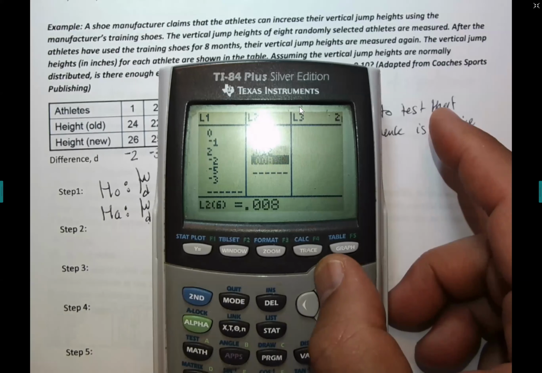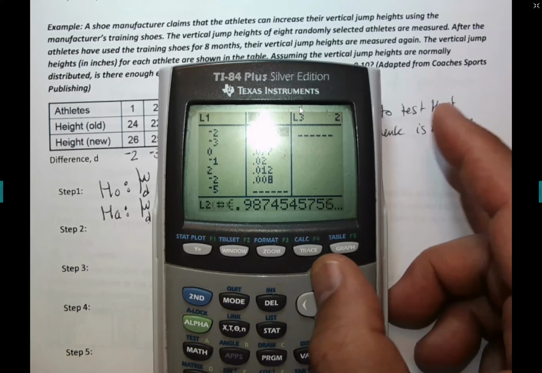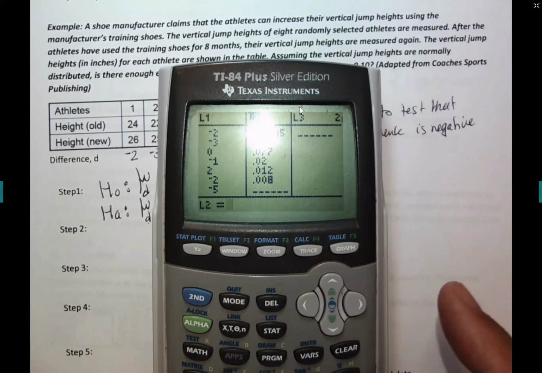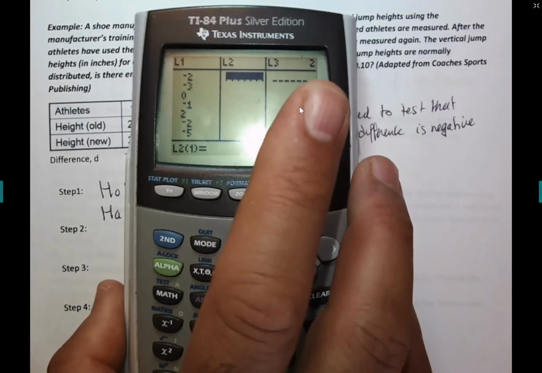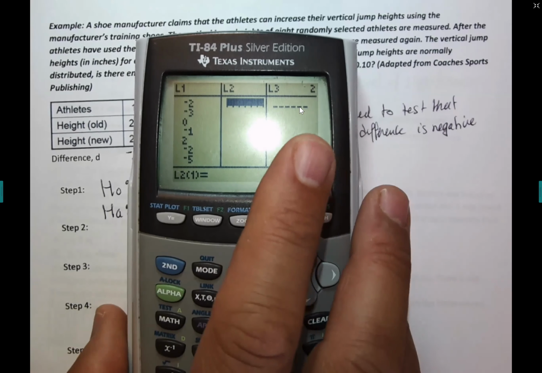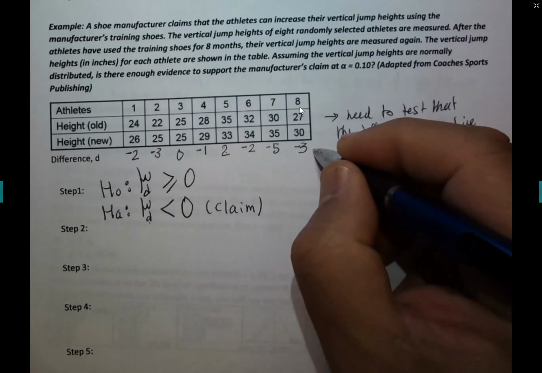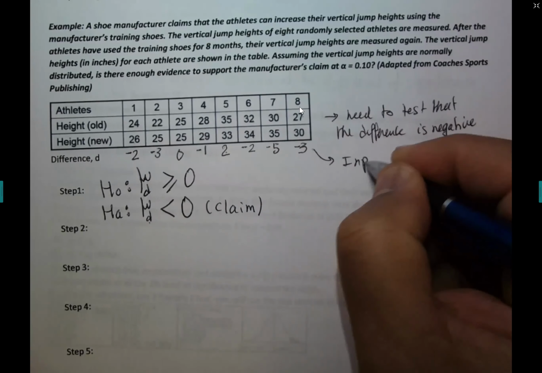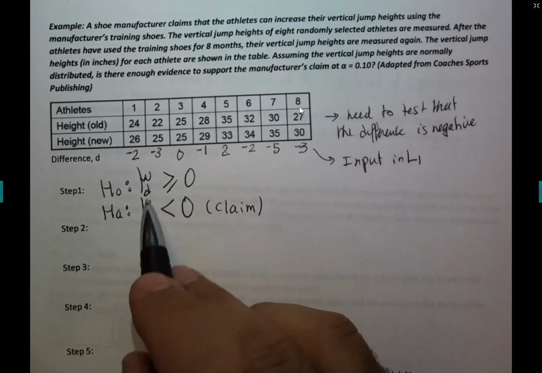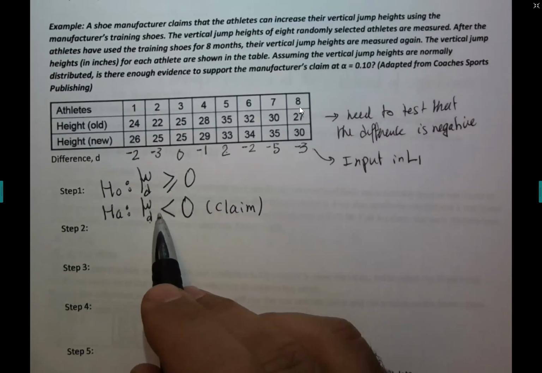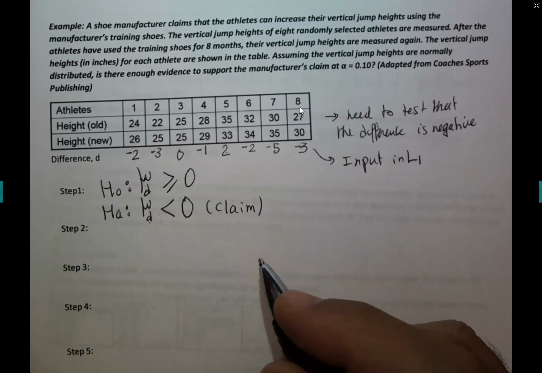Let me just clear L2 so it doesn't bother you while looking at the screen. So this is L1. Okay, so this is the next step. Input in L1. And we decided this is the null and the alternative hypothesis, and we need to test that the difference is less than 0, because if it is less than 0, it will work in the manufacturer's favor.